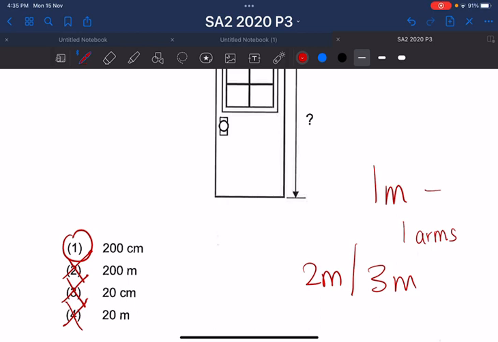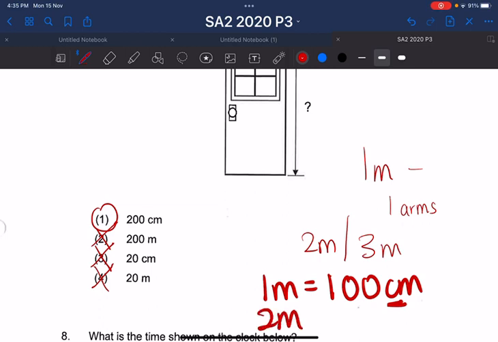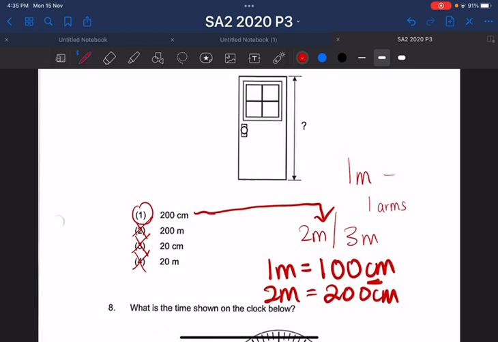Now, in case you have forgotten, we learned this in primary 3. 1 meter is equal to 100 centimeters. If you remember, I talked about centimeters like centipede. Centipede has 100 legs, so that's why it's 100. So 2 meters is about 200 centimeters. So 200 centimeters is the same as 2 meters. Okay? So now we are ready.